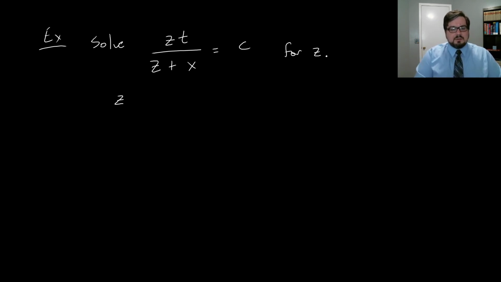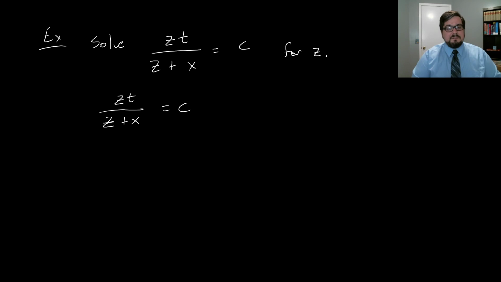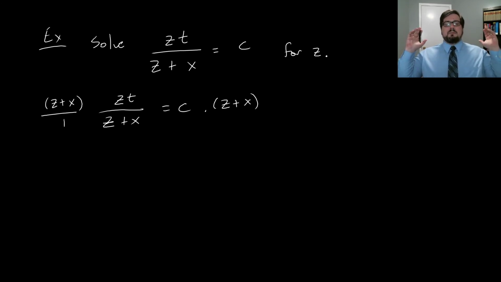So for instance, when I look at zt over z plus x equals c, the first thing that I want to do is get those z's out of the denominator. We can't solve for a variable that's in a denominator. So to get the z out of the denominator, I'm going to multiply both sides. So I'm going to multiply the left-hand side by z plus x, and I'm going to multiply the right-hand side by z plus x. Why can I do that? Because I can multiply both sides by anything that I want to. And in this case, it happens to be convenient for me to multiply both sides by z plus x so that I can cancel them.